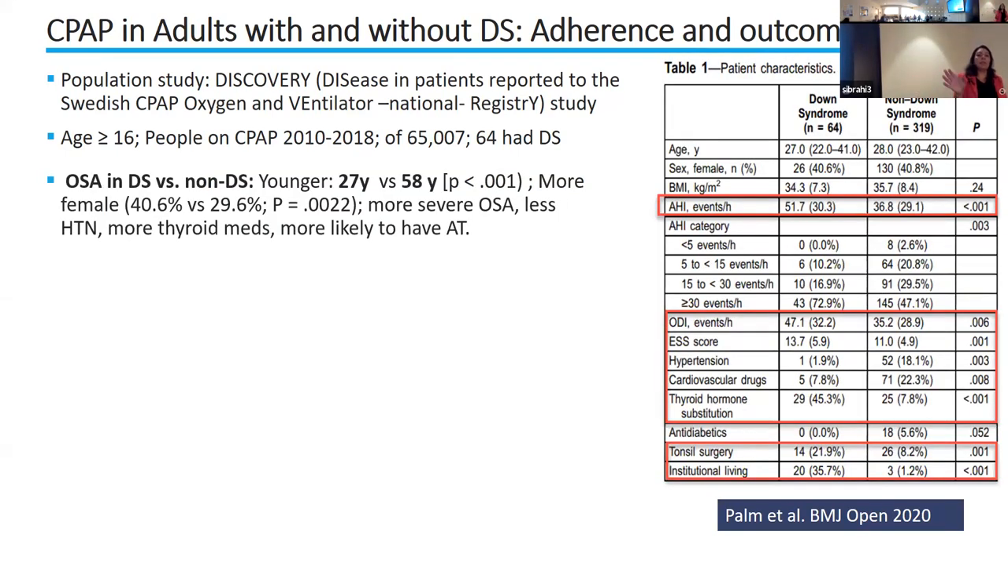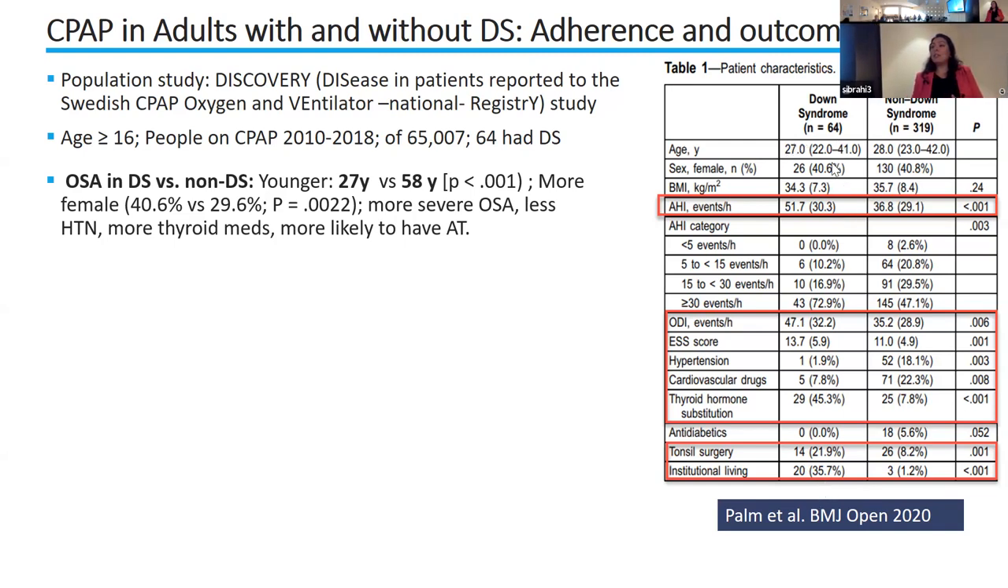So people with Down syndrome versus non-Down syndrome, they were often younger. They had higher AHIs, higher sleepy scales. And notice this, lower hypertension. This is a common theme in almost every study that you'll see. They have lower hypertension, and this has been reported. So they're, of course, not going to have as many cardiovascular drugs. They're going to have more thyroid hormone, understandably. They're going to have tonsillar surgery because they've had sleep apnea, maybe as a child, and institutional living. And so those are some of the characteristics.